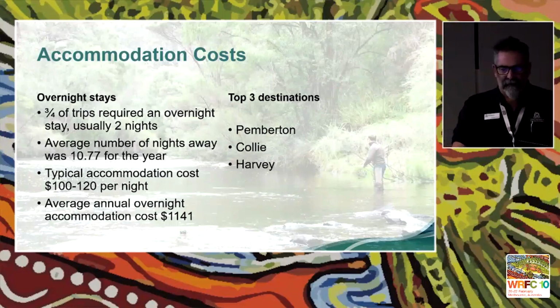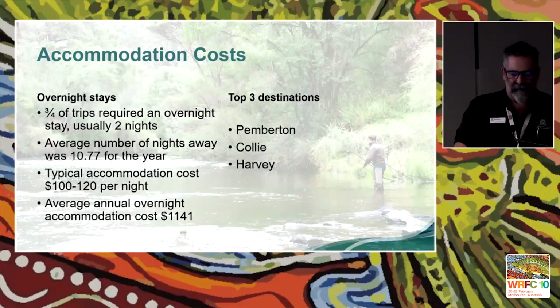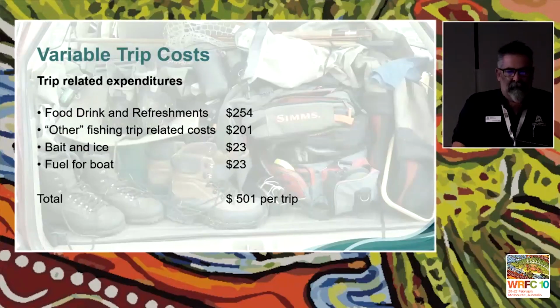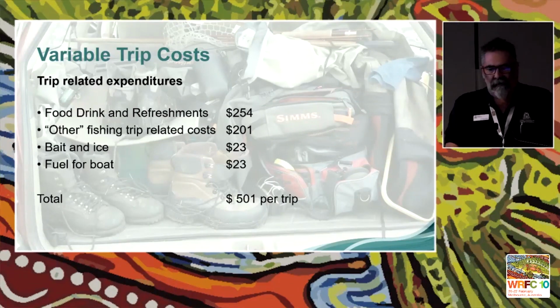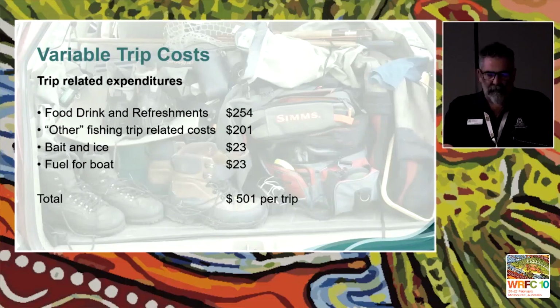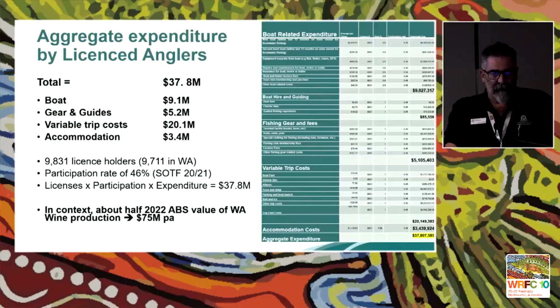So most places visited are Pemberton, Collie and Harvey, and that's consistent with where we would expect them to be. So variable trip costs up around $500 per trip. As that rolls up, again, that's plausible. But if you're doing 10 trips a year, or 18 days fishing each year, it quickly rolls up to over $9,000 a year. So they're spending significant amounts of money in the region.